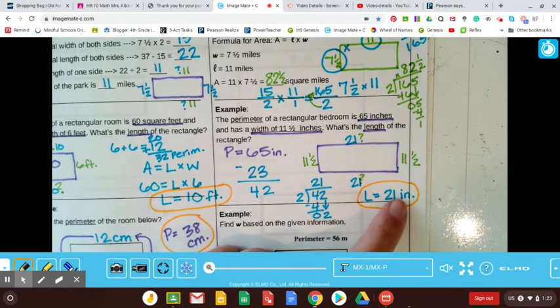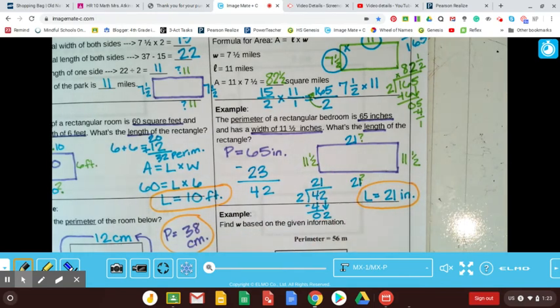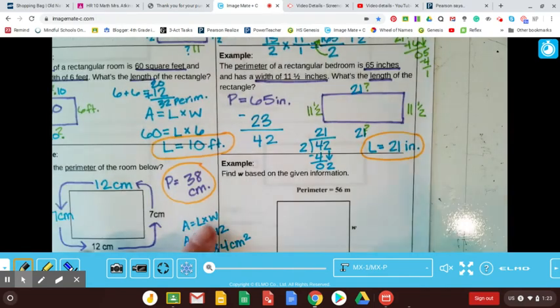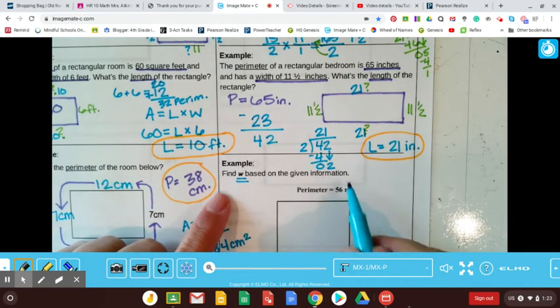Okay, it wouldn't be inches squared. That's only if you're doing the area. All right, we're finding just the length. All right, and here's another one. Find the width based on the given information.